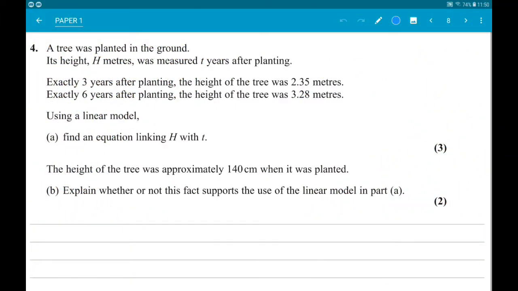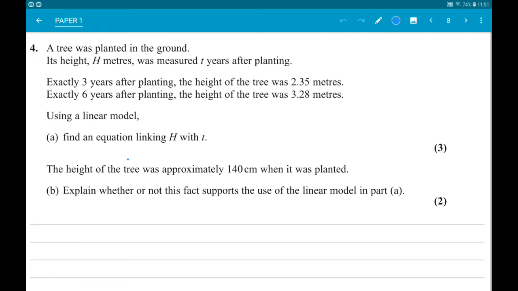Okay, number 4. A tree was planted in the ground. Its height, 8 meters, was recorded 2 years after planting. Exactly 3 years after planting, its height was 2.35 meters. Exactly 6 years after planting, its height was 3.28 meters. Using a linear model, part A, find an equation linking h with t.